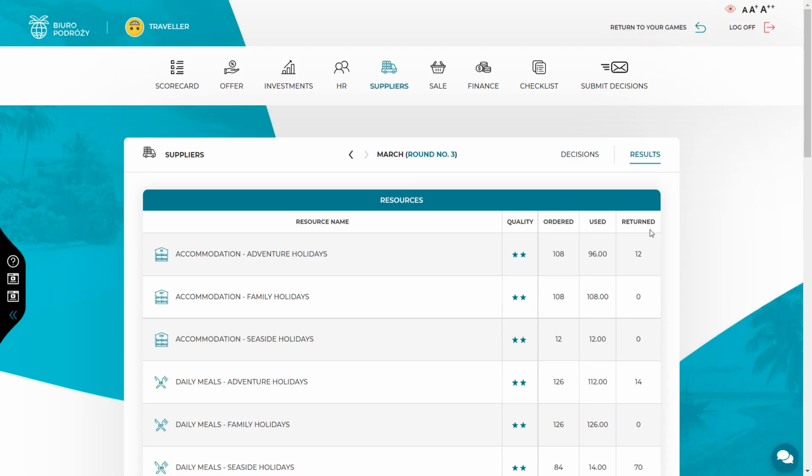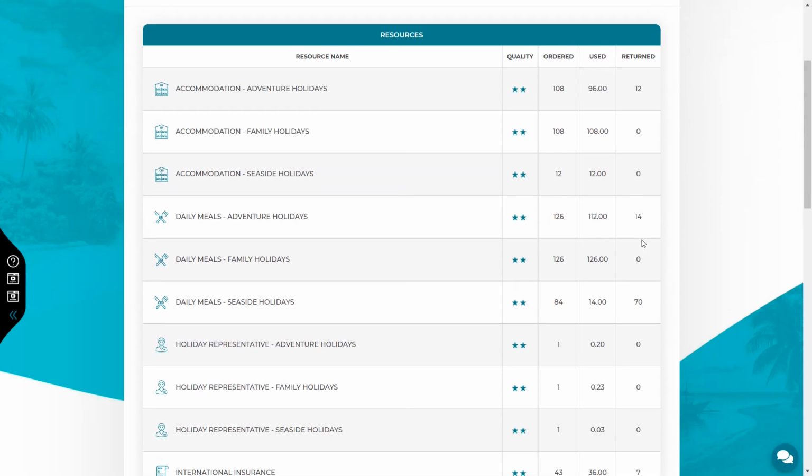Are these returns due to the fact there are fewer customers than we assumed for a given service, or we have accidentally bought too many items of a given resource? If the returns are several items, that's not a problem. But if there are dozens or hundreds of them, the cancellation cost can be very high. So it's worth checking that the month forecast has been calculated correctly.